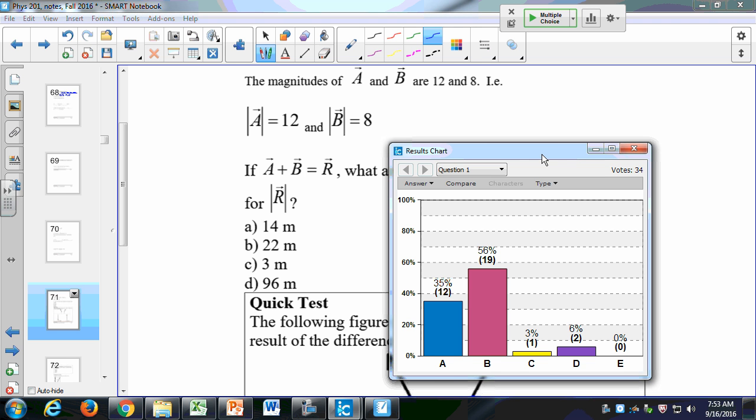What is the minimum for the sum of A and B? What orientation would they have to have to give us the minimum? It's going to be 4, because I'll have 12 in this direction and then 8 in this direction. And then the sum, A plus B, is going to look like this, and it's going to have a magnitude equal to 4 because 12 minus 8 equals 4.